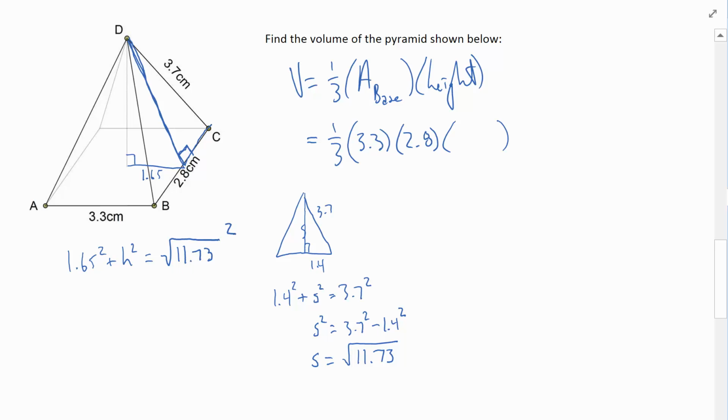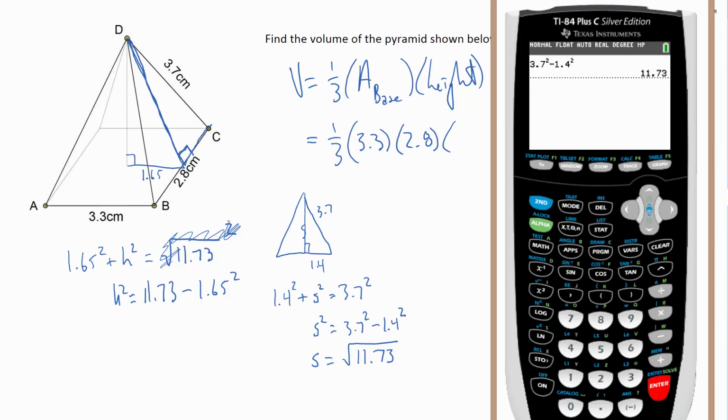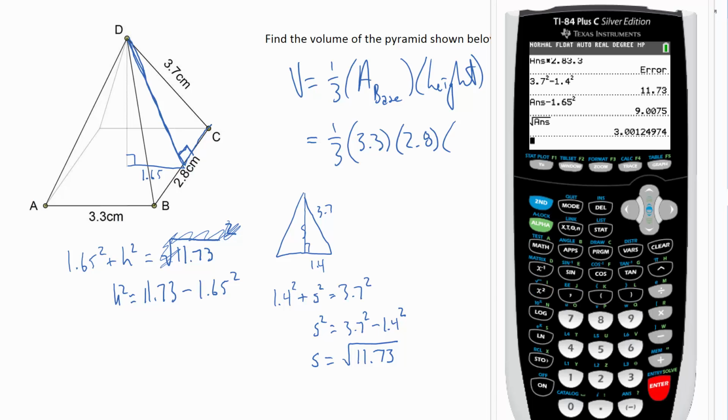A squared plus b squared equals c squared. And actually the really nice thing happens when you square and square root at the same time. Those two things go away. So this really just says h squared is 11.73 minus 1.65 squared. Back to my trusty calculator again. 11.73 minus 1.65 squared equals 9.0075.